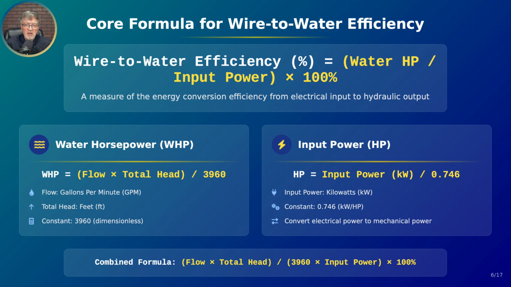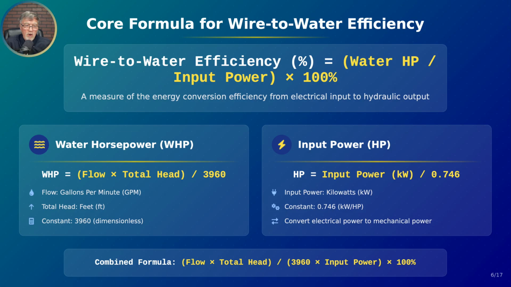Very important. So there are two components to that. There's the water horsepower, which is going to be flow times total head divided by the constant of 3960. The flow is going to be in gallons per minute. The total head, and it's important to note here, even though it doesn't say it here, is going to be total dynamic head. We'll see how to calculate that in a coming slide. That's going to be in feet, and our constant, which is dimensionless, is 3960.